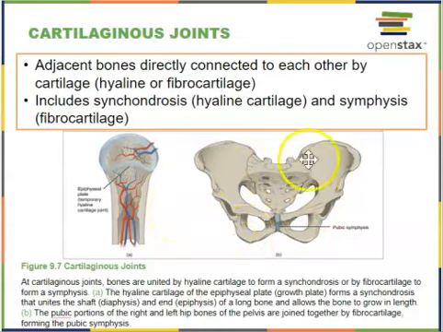As for 9.7b with the symphysis, where the fibrocartilage is what connects the two adjacent bones, a clear example of that is the pubic symphysis between the two pubic bones on the anterior of the os coxae. Additionally, the intervertebral discs that are between the bodies of the vertebrae in the vertebral column would also be examples of a symphysis, because they are composed of fibrocartilage.